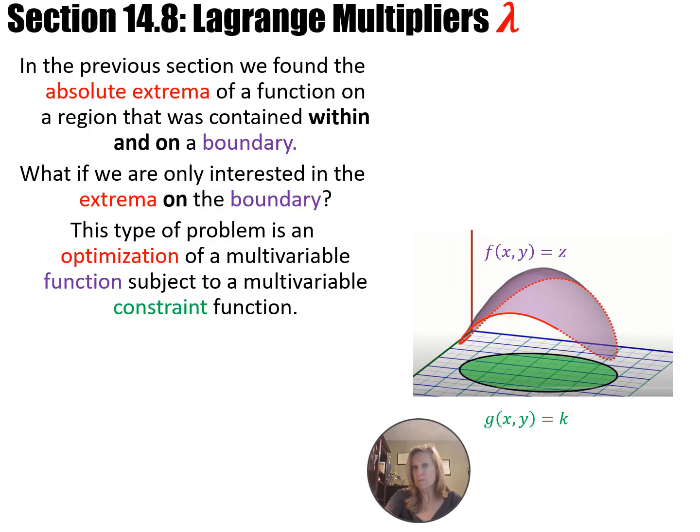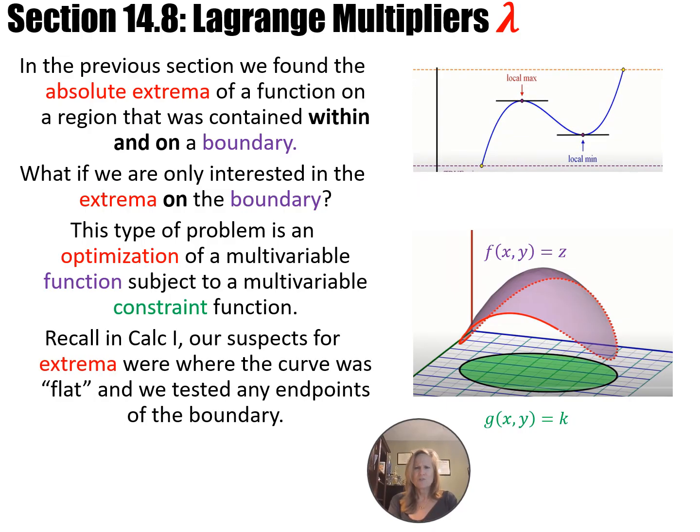We're doing max-min optimization problems, just in more than one variable. So remember in Calc 1, what we looked for in optimization was momentary flat parts, right, and endpoints, right? So that's where the derivative was equal to 0. We're not going to deal with derivative does not exist because I'm not going to have a broken surface. It's going to be closed and continuous.